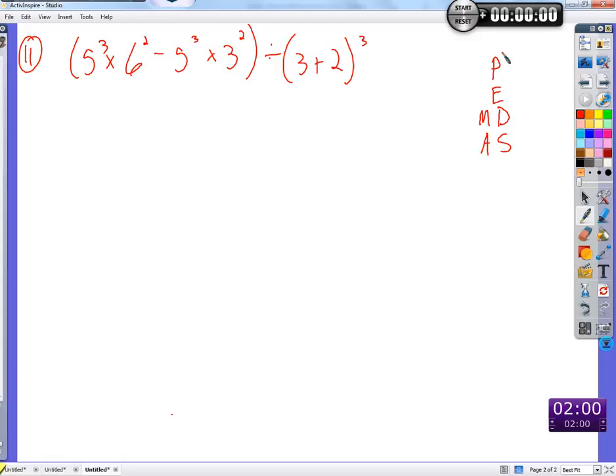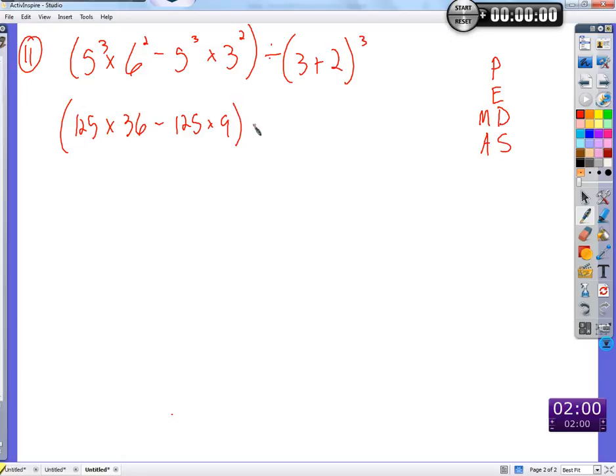So what can we do first? We could start with lots of things. In fact, we could do several things in the first step. Right, so before we multiply these two together, we're going to respect the exponents because we just agreed to, we said, this is what makes sense to us. Let's do exponents first. All right, so 5 cubed is what? 125. Times 6 squared, 36, minus 5 cubed again is 125, times 3 squared is 9.